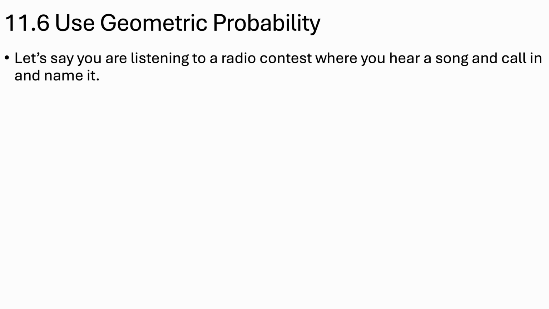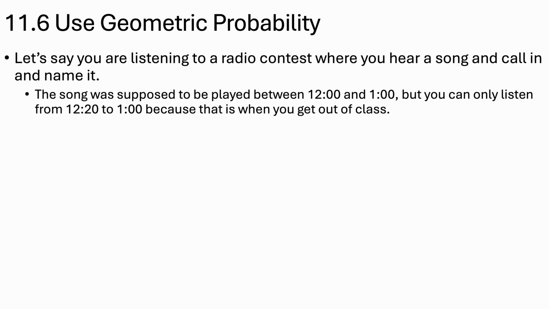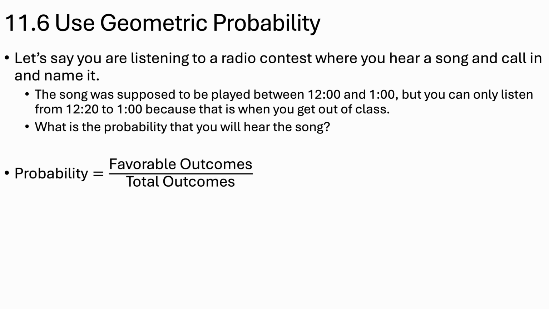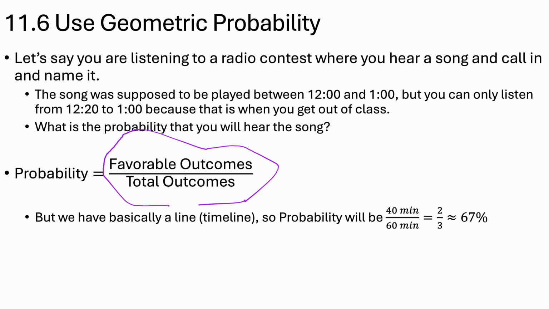Let's say you are listening to a radio contest where you hear a song and call in and name it. The song was supposed to be played between 12 and 1, but you can only listen from 12:20 to 1. What is the probability that you will hear the song? Probability is basically favorable outcomes divided by total outcomes. So we have 40 minutes out of 60 minutes. So that would be 2 by 3 chances of probability.